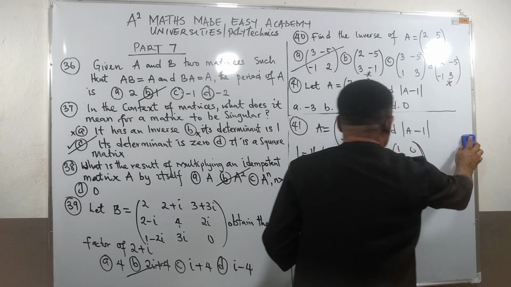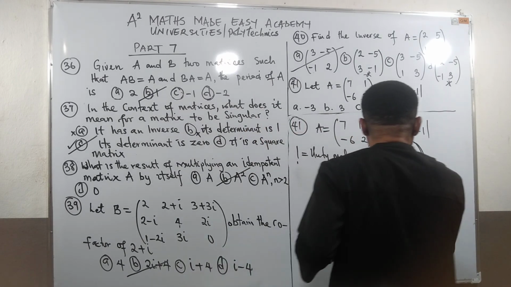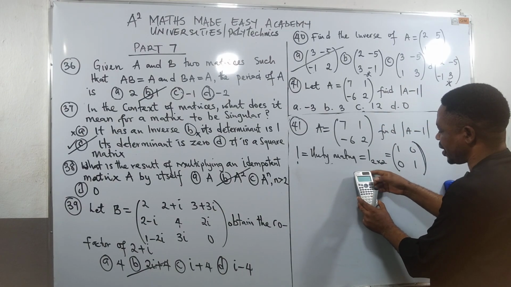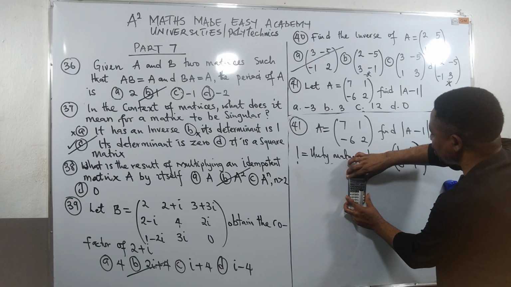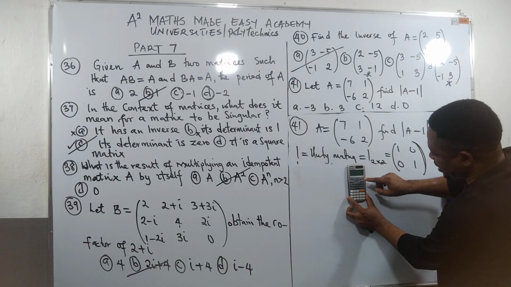Now let's go. What are we trying to do? Very simple. Still bring your calculator. Let us try this first. Now watch this. We are looking for the determinant. This thing is called the determinant. Let's try it and see.